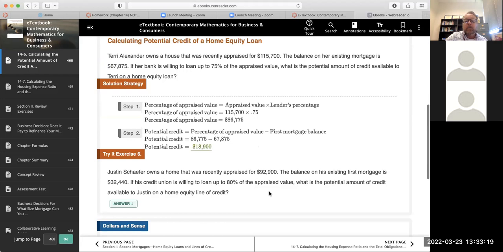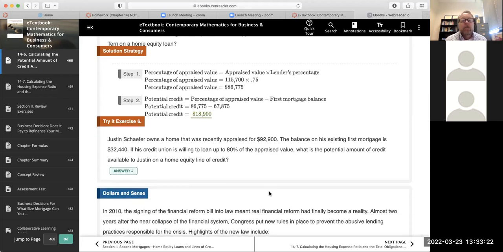So if we move to the next problem, we can figure this one out for ourselves. Justin Schaefer owns a home that was recently appraised for $92,900. And his credit union, his first mortgage is $32,440. That means that's how much he owes. And his bank will let him borrow up to 80% of the appraised value. So we can multiply the 92 by 0.80. I'm going to do the math on my calculator. You can't see it, but 92,900, that's the appraised value, times 0.80.